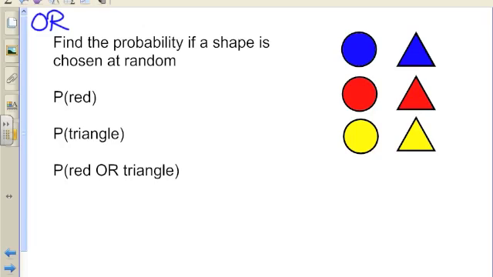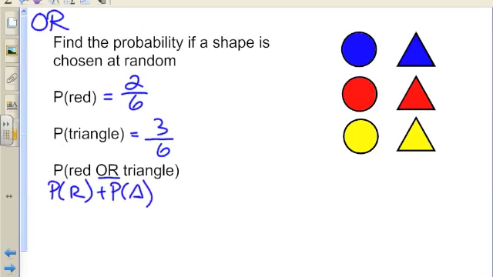So I'm going to ask what's the probability we choose a red shape. Hopefully that's pretty quick for us to see. 2 out of 6. Probably we get a triangle where there are 3 triangles out of the 6 shapes. So probably we get red or a triangle. Well, if we just remember OR means add, then I'm going to add my red plus my triangle. So that gives me 2/6 plus 3/6. That gives me 5/6.